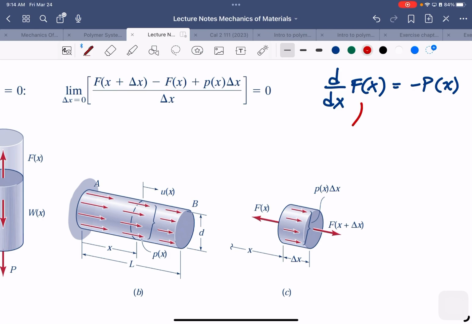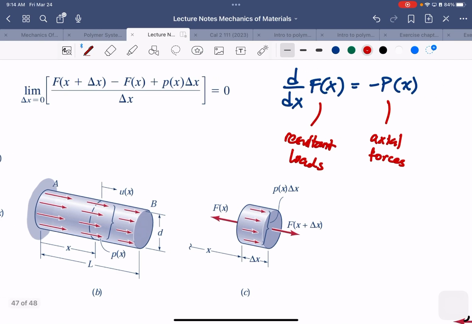So this is the axial force resultant. This is the axial force distributed on the cross section.